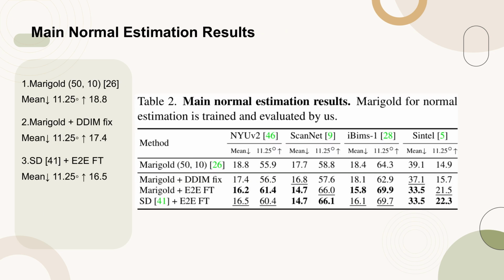Table 2 presents the main results of normal estimation using Marigold, which has been trained and evaluated by the authors. The table compares various methods across different datasets, highlighting the mean angular error, mean, and the percentage of pixels with an angular error below 11.25 degrees. Key results include Marigold, 50, 10, achieving a mean angular error of 18.8 degrees, Marigold with DDIM fix reducing this to 17.4 degrees, and SD with E2EFT further improving to 16.5 degrees. These results underscore the effectiveness of different strategies in enhancing normal estimation accuracy.